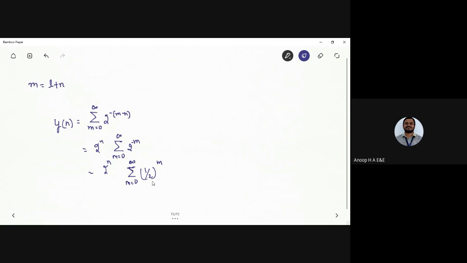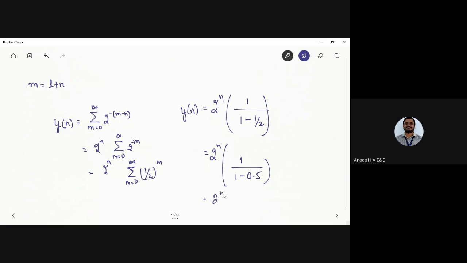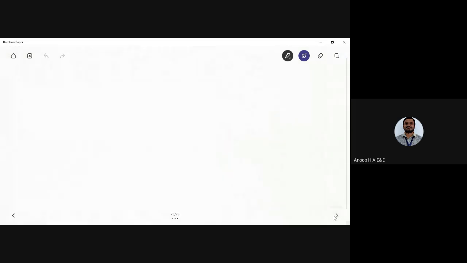So I can apply the infinite summation formula, where y of n equals 2 power n, I'll be having 1 divided by 1 minus 1 by 2. So I'll write it as 2 power n times 1 minus 0.5, so 2 power n divided by 0.5. So that is given as 2 power n plus 1. This is the output of the equation, where y of n equals 2 power n plus 1.